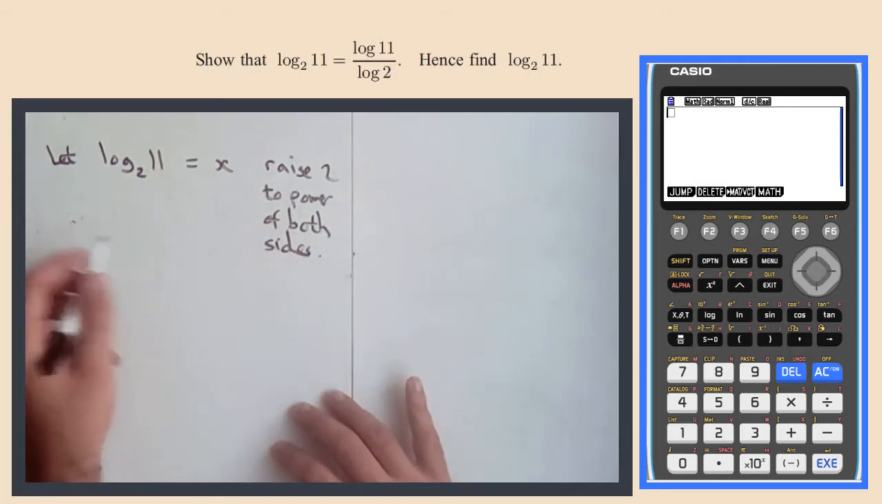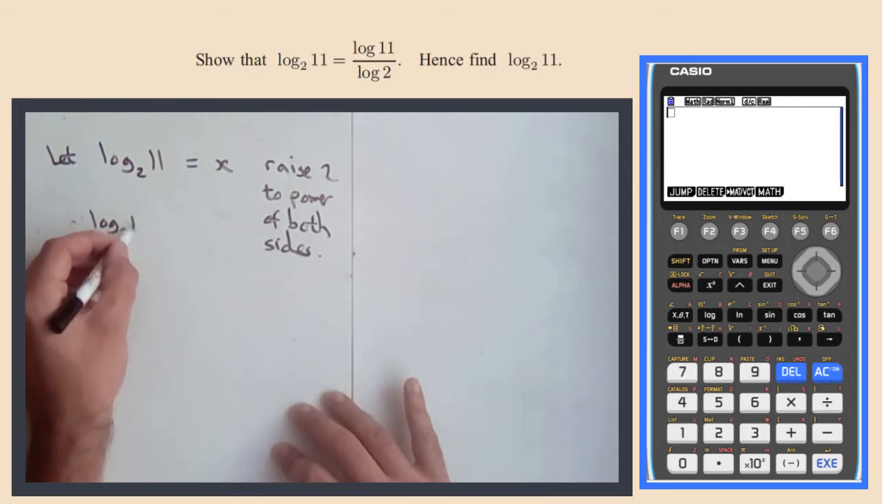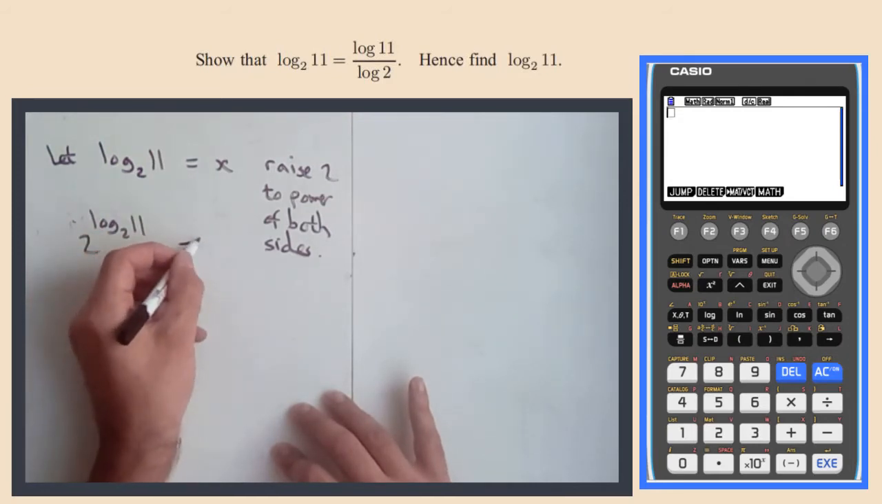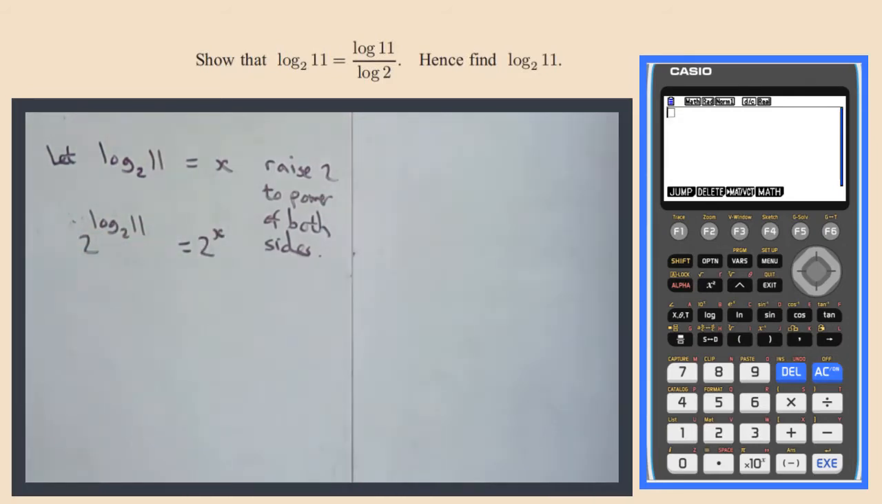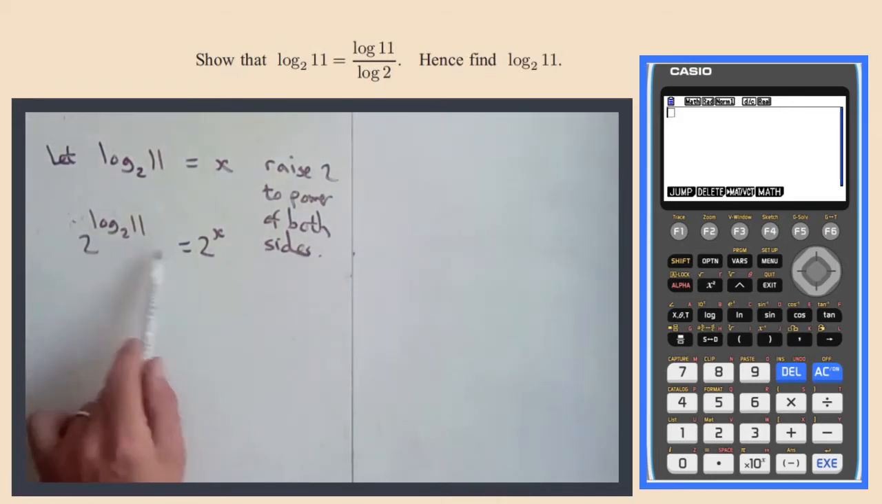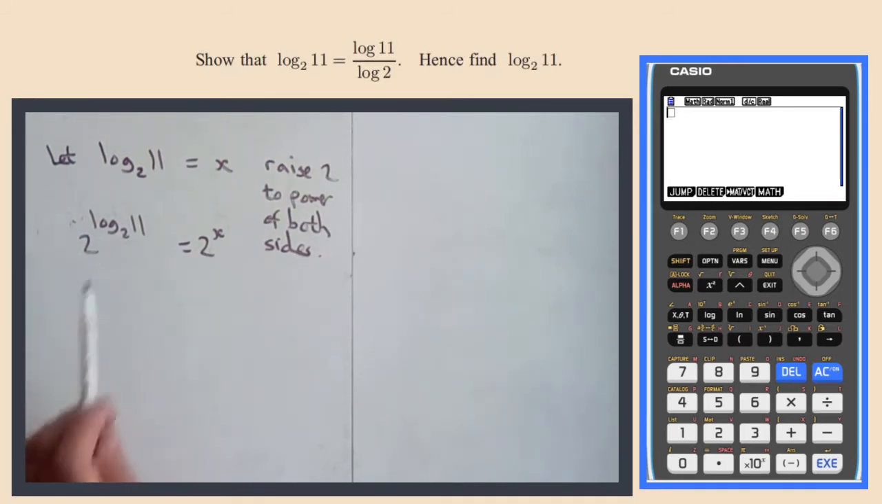Okay, so on the left hand side we're going to have 2 to the power log base 2 of 11. On the right hand side we're going to have 2 to the power x. So 2 to the log base 2 of 11 equals 2 to the x. Now if you're getting good at these logs, you've done quite a lot of them and you're feeling more comfortable, you probably wouldn't need to write 2 to the log base 2 of 11. You would just write 11.